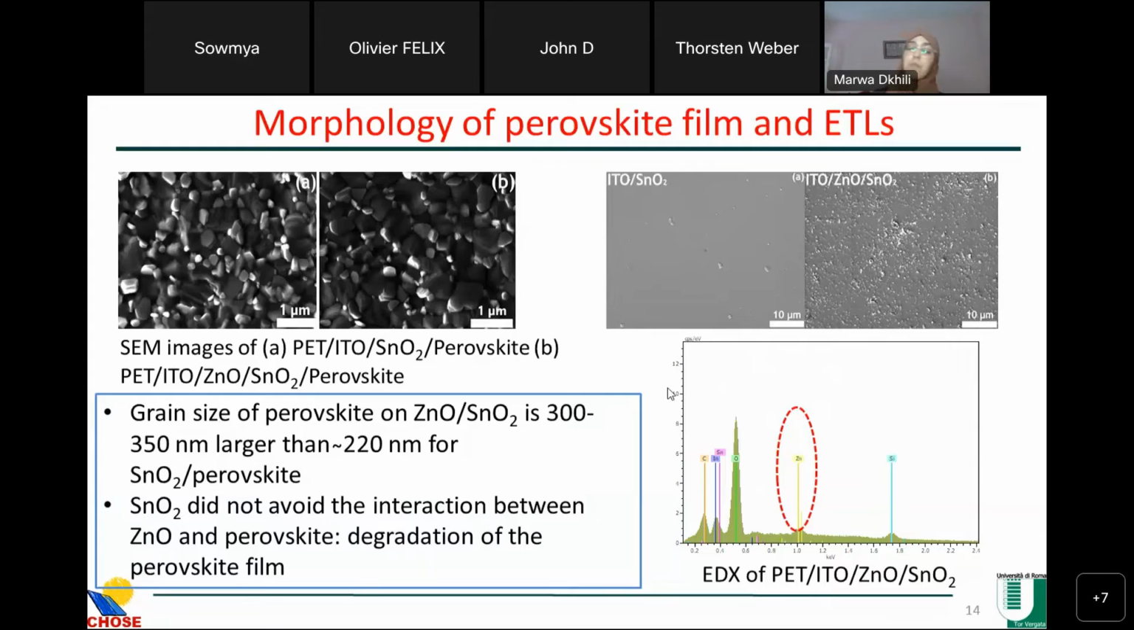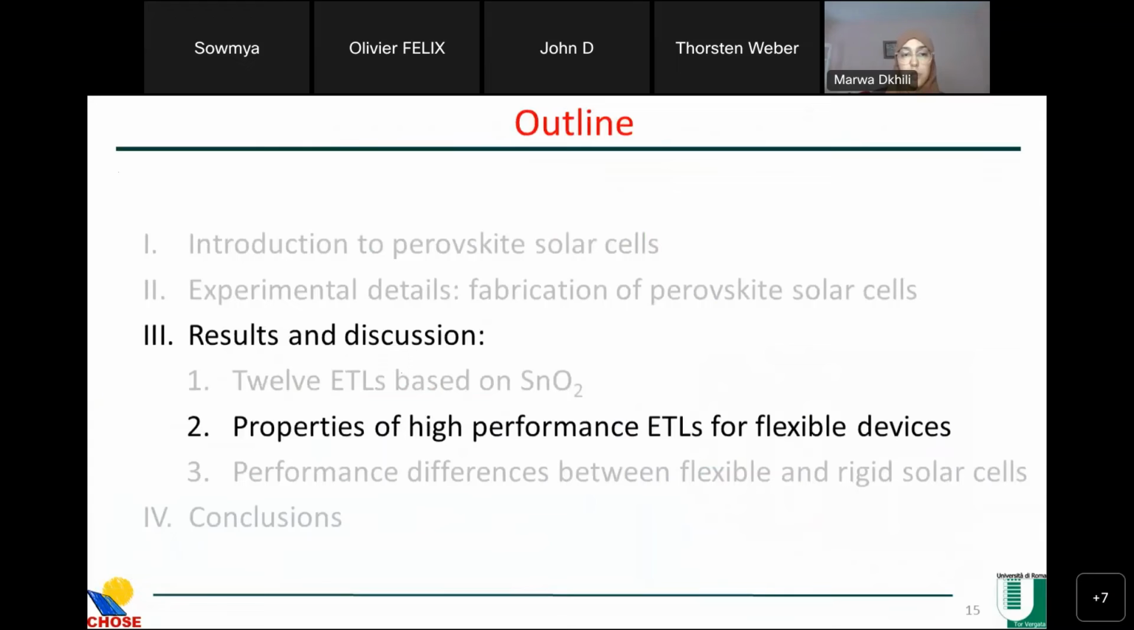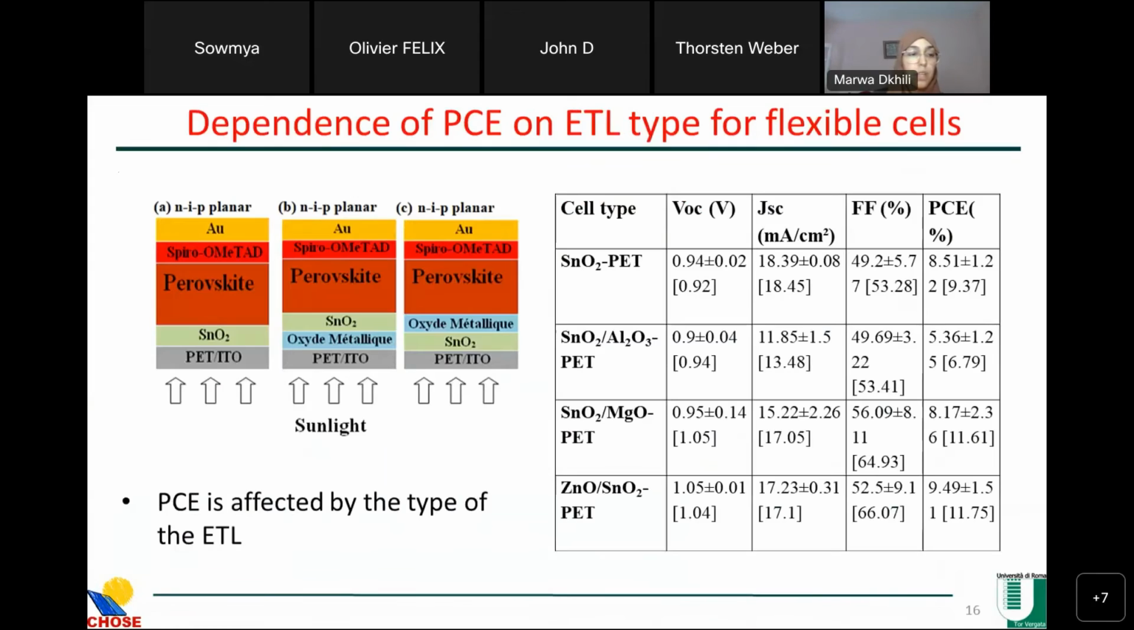Let's move on to the second part, which is the first main study of this work, properties of high performance ETLs for flexible devices. So here we have fabricated new sets of perovskite solar cells on flexible and glass substrates to first study the properties, then to study the differences between cells on PET and glass substrates. So here we have kept only 3 configurations, 4 ETLs in total.